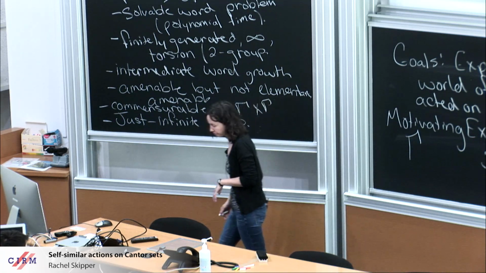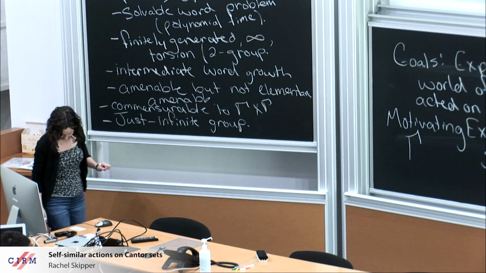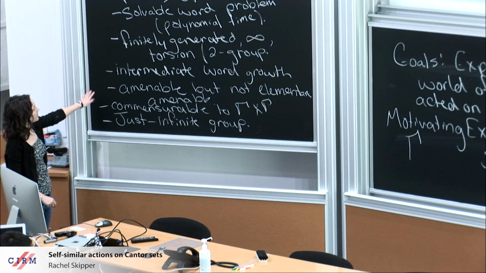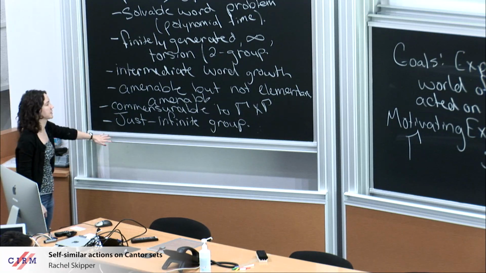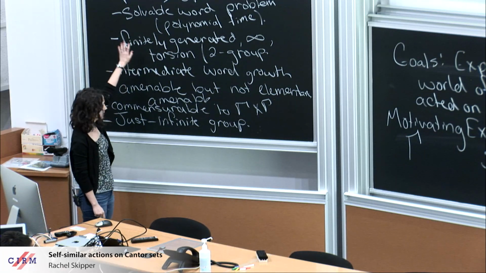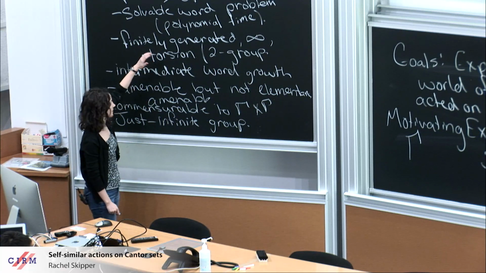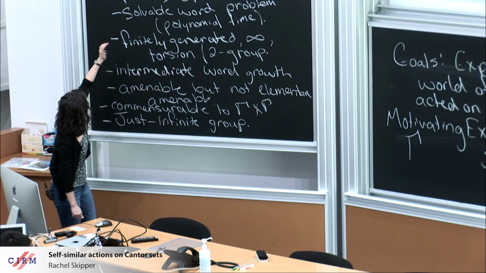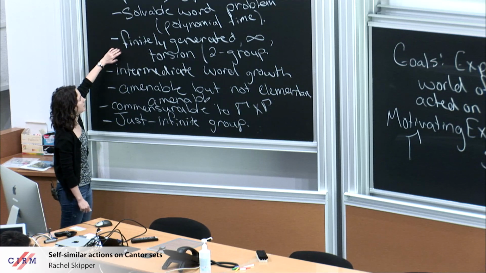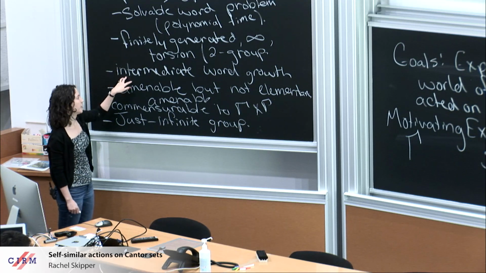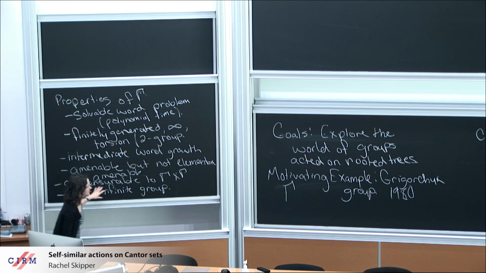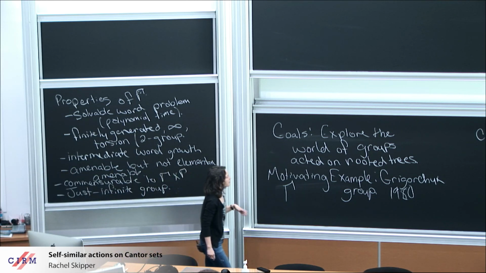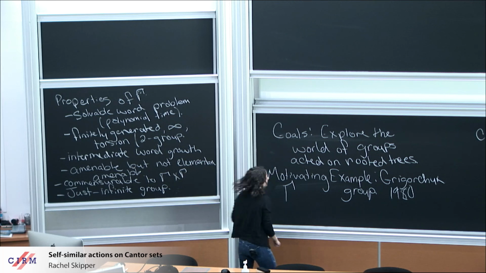So the main goals for the lectures: we're going to be talking about these various properties in the 4 lectures. For instance, today we'll talk about solvable word problem, torsion, and we'll at least start the discussion of intermediate word growth. These other properties we'll save for later lectures. But the outline of the talk, let's see.